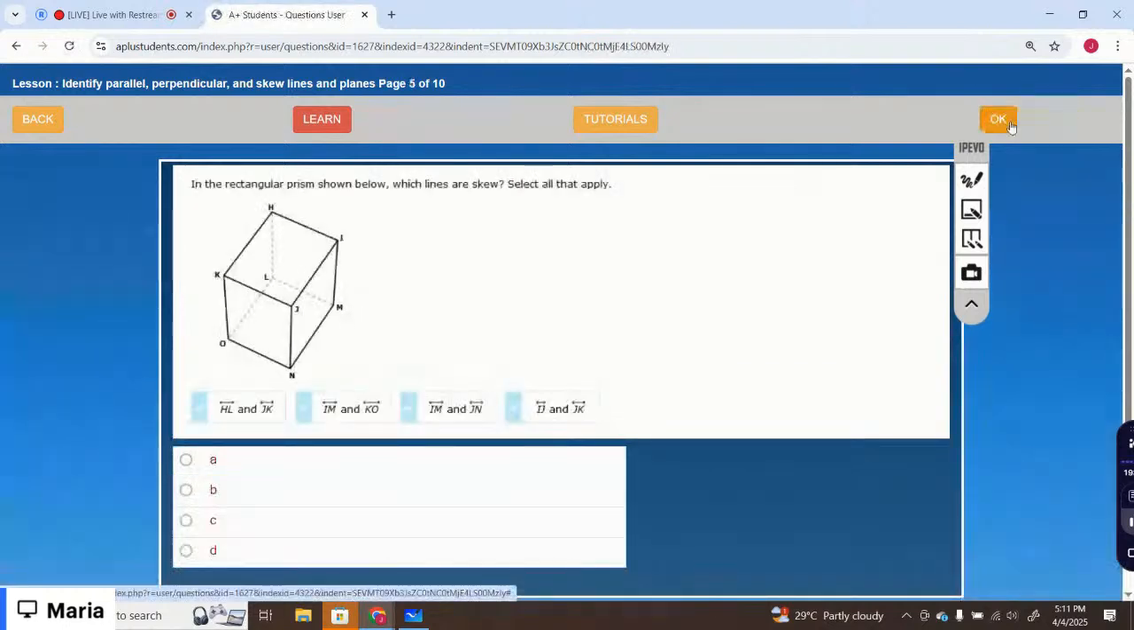In the rectangular prism shown below, which lines are skew? So skew lines are the ones that are neither intersecting nor parallel lines. So HL and JK, yes, HL and JK are the skew lines. Option number A is the correct option.